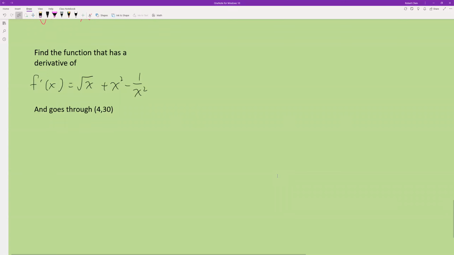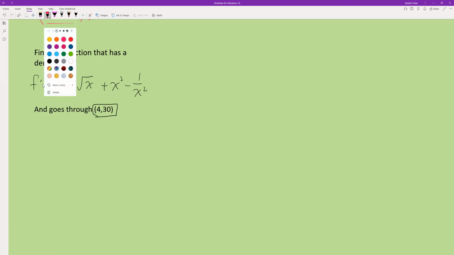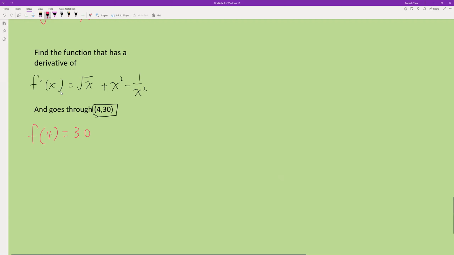All right, now let's take a look at the same derivative, and we want to expand this question a little further. Find the function that has the derivative of f prime and goes through the point (4, 30). That means the original function f, when you evaluate it at 4, gives you 30. And from earlier, we know that the original function f has the form 2 times x to the power of 3/2 over 3 plus x to the power of 3 over 3 plus 1/x plus c.